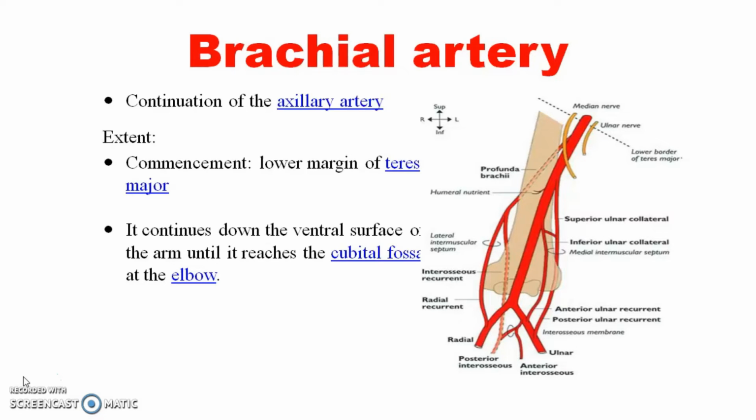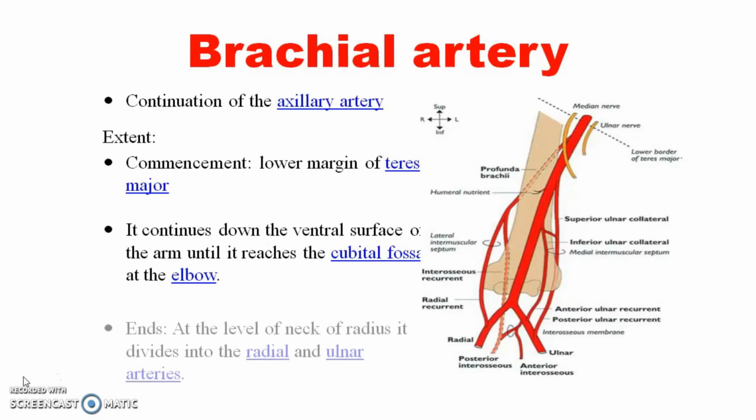It is related in the lateral part of the elbow joint, and it is terminating at the level of the neck of radius. You know the radius, it is a bone present in the lateral side of the forearm region, and near to the neck of this radius bone, it is going to divide into radial and ulnar arteries. So that's all about the course of brachial artery.